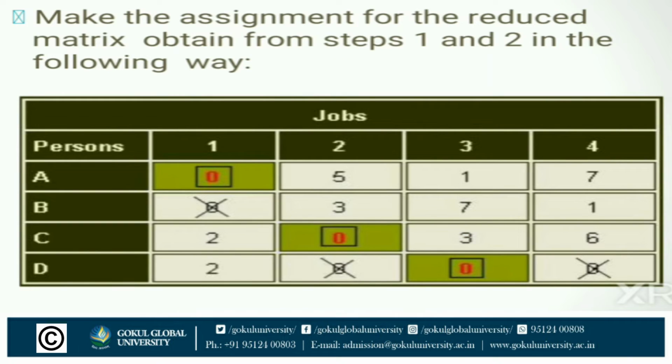Here all rows and all columns have a single 0. Then we can assign this particular person to a particular job. So here we can scan every row and every column. We can make an assignment for the reduced matrix from step 1 and step 2 in the following way. Now our next step is to assign all persons to all jobs.